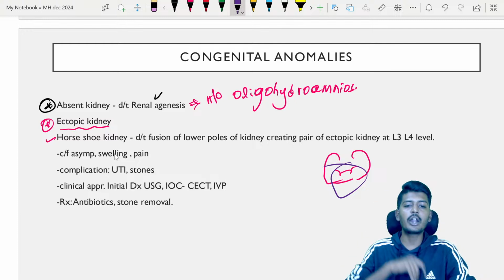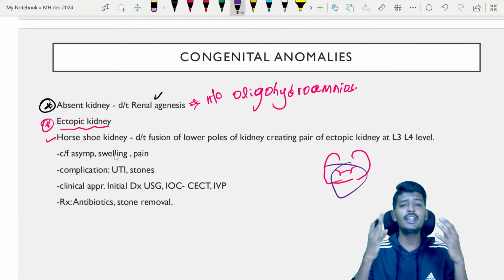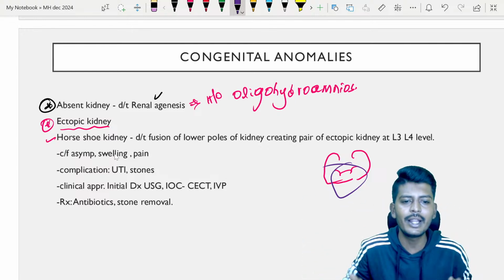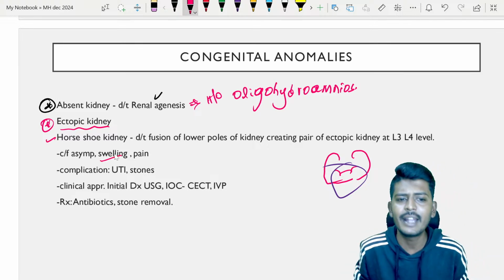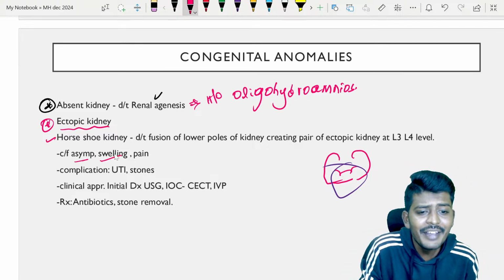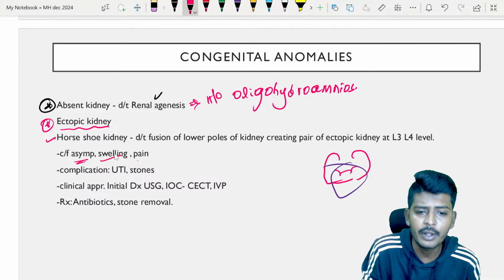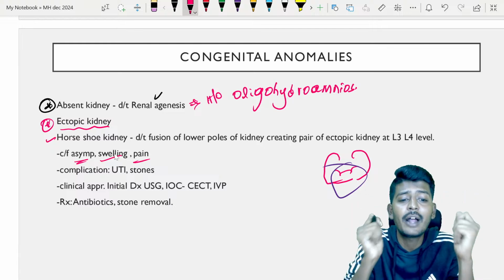Now, whenever a horseshoe kidney patient comes to us, the child will have some history. What are the clinical features? There is no rule that there will always be swelling. There can be swelling or no swelling in the abdomen; the child can be asymptomatic. Sometimes there can be pain, which is very non-specific. How do we answer the question?